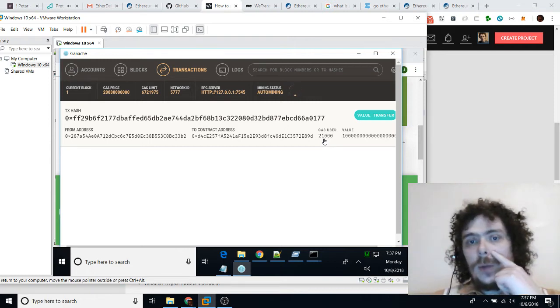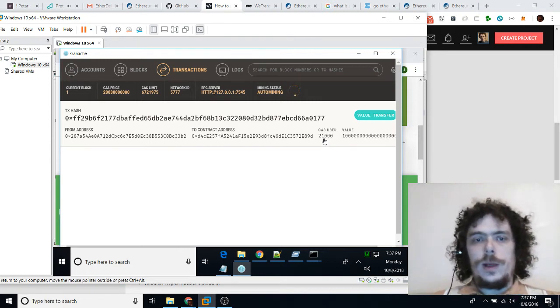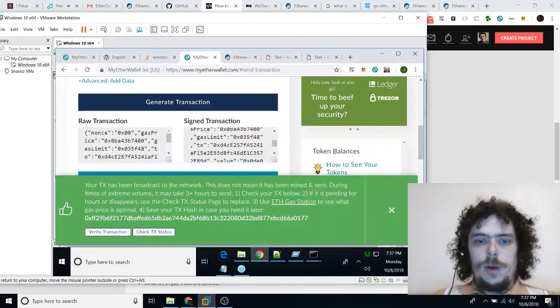Now, if you're interacting with a contract, like to buy tokens or to do anything else with a contract, it would use far more gas because it's got to do more computations, and you got to pay more to the miners to complete that. So let's take a look at some other interfaces to the blockchain.